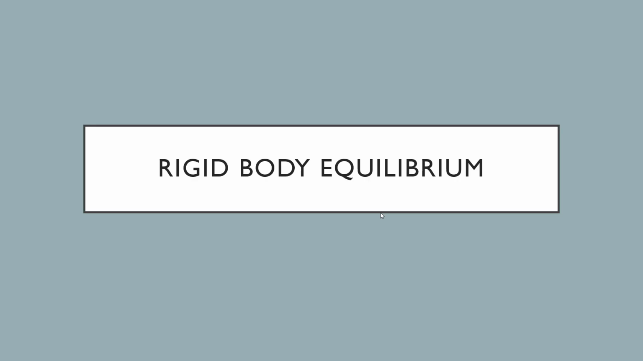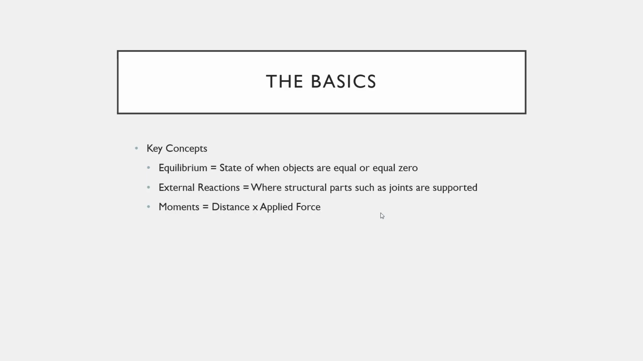So, rigid body equilibrium. A rigid body equilibrium is the most popular problem where shear and bending are applied in statics. Key concepts that I discussed earlier that we apply to this problem include equilibrium, a state where objects are equal or equal to zero, external reactions, where structural parts such as joints are supported by force, and moments, like discussed, distance times the applied force.